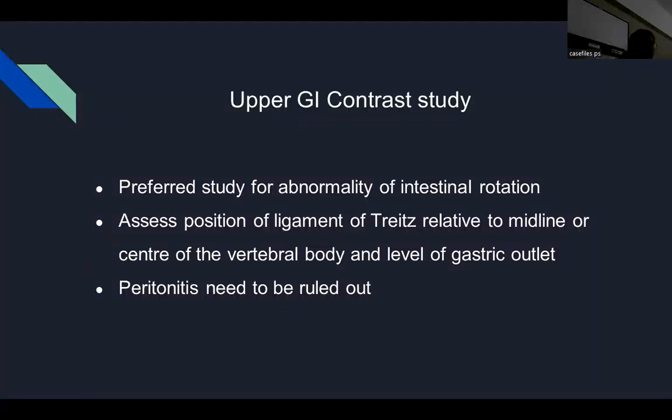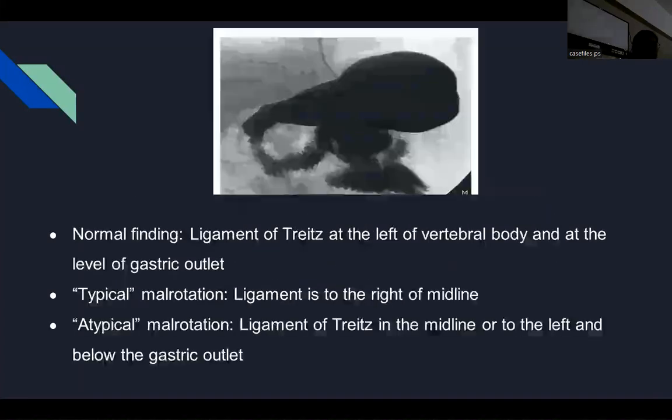Now coming to the upper GI contrast study, this is the preferred study for understanding the abnormalities of intestinal rotation. It assesses the position of the ligament of Treitz relative to the midline, or the center of the vertebral body, and we have to correlate that with the level of the gastric outlet. However, before proceeding, peritonitis has to be ruled out; the upper GI contrast study shouldn't be carried out if there are features of peritonitis.